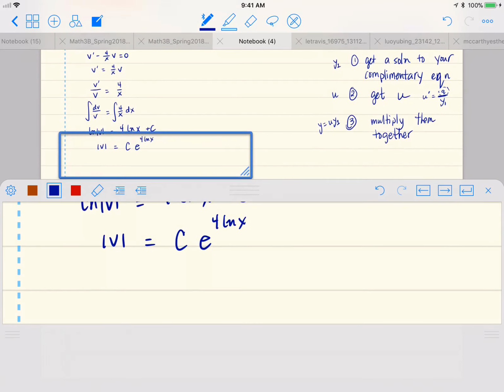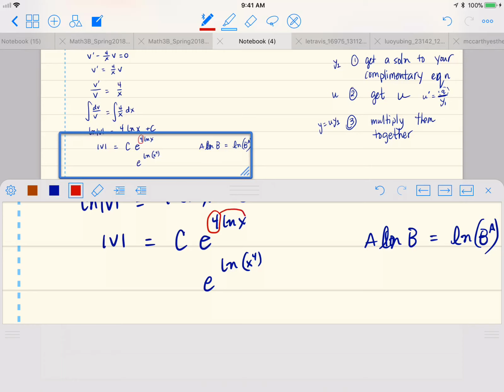But I can rewrite e to the 4 natural log x as e to the natural log of x to the 4th power using my log rules, right? So a times the natural log of b is equal to the natural log of b to the a. So I just took that 4 and moved it upstairs on the x, right? Okay.